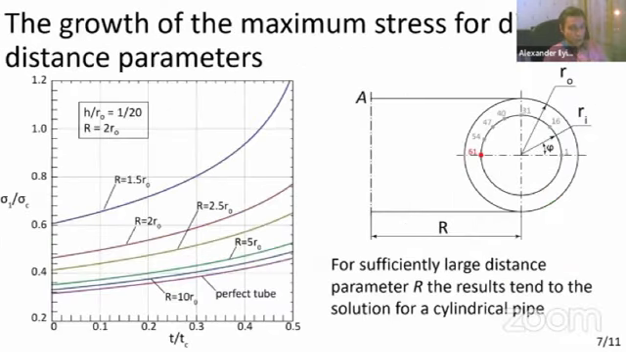This graph shows the growth of the first principal stress at the node of our interest for various distance parameters R with time. Other parameters being equal, it can be noticed that the lower the distance parameter is, the higher is the rate of stress growth. From the presented graph, we can observe that for sufficiently large distance parameter, the results tend to the solution for a cylindrical pipe or perfect tube.